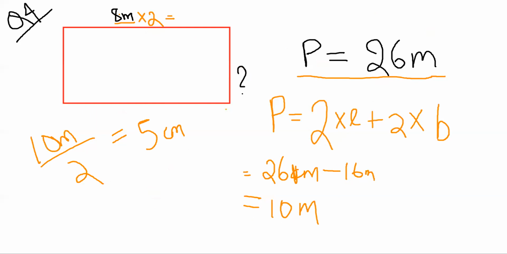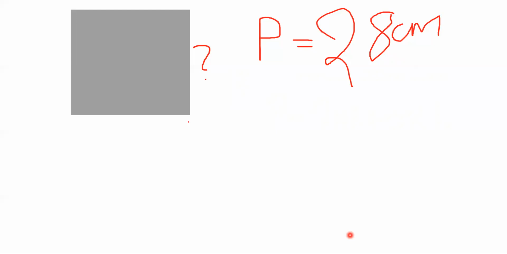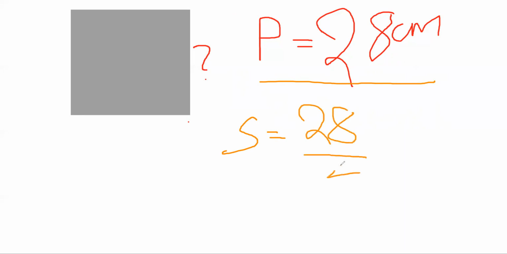Next question. This question is also a very tricky question, but easier than the previous one. What is given in the question? It is given that perimeter is 28 centimeter. So to get the length of one side, you have to just divide it by 4. That much only you have to do, nothing more. Just divide it by 4. You will get the answer as 7. Just this much.